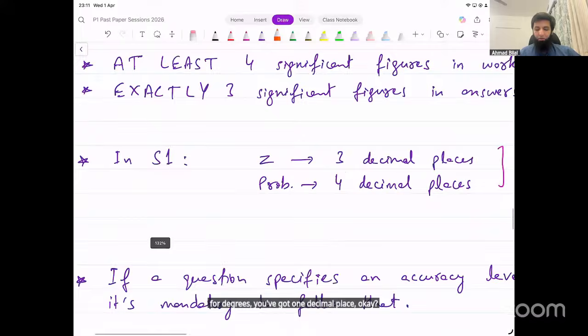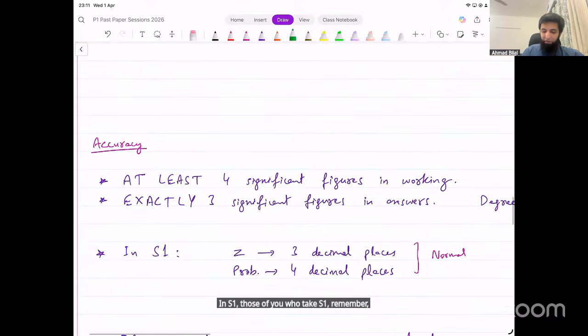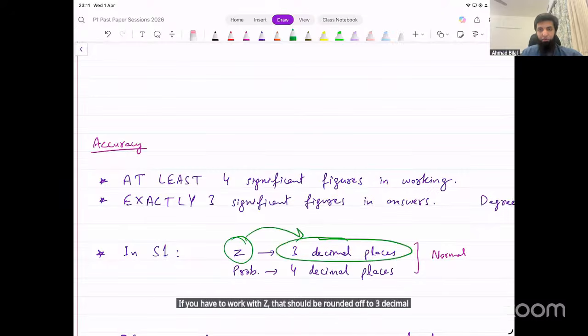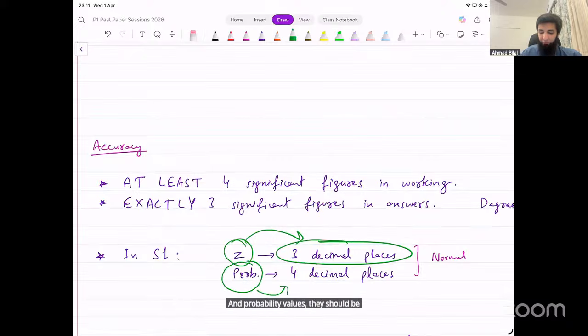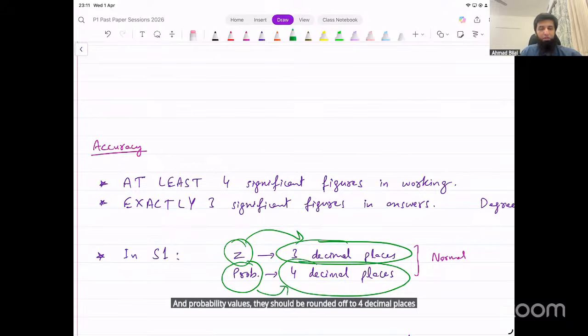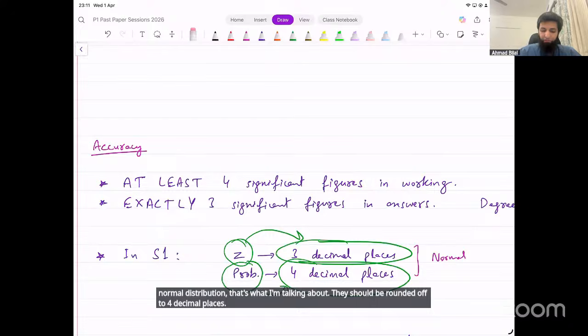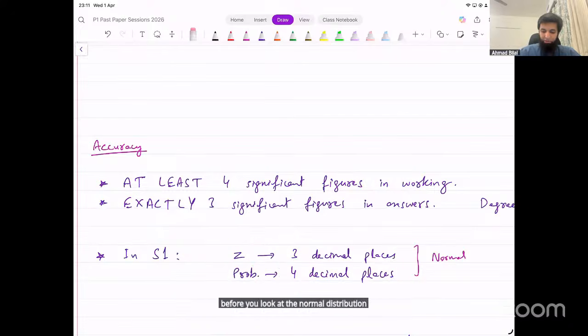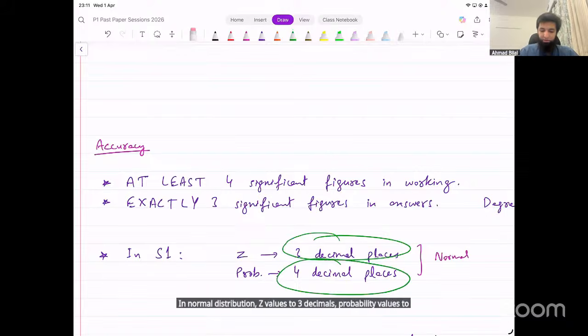Now, in S1, those of you who take S1, remember, if you have to work with Z, that should be rounded off to 3 decimal places before you look at the table. And probability values should be rounded off to 4 decimal places in normal distribution. They should be rounded off to 4 decimal places before you look at the normal distribution table. So keep this in mind as well. That's an exception to the general rule. In normal distribution, Z values to 3 decimals, probability values to 4 decimals.